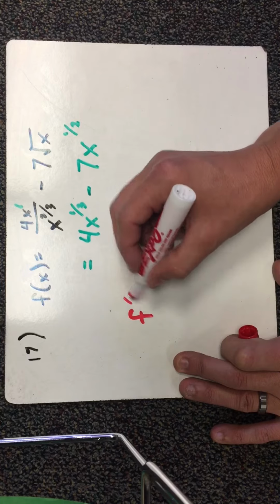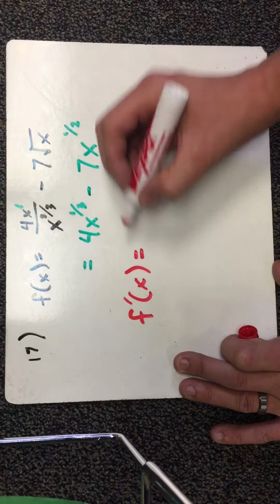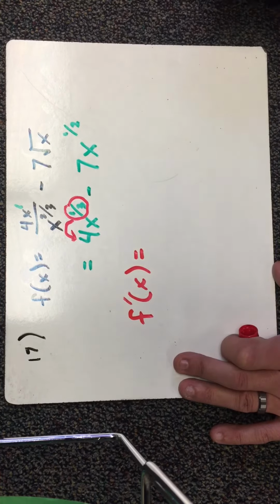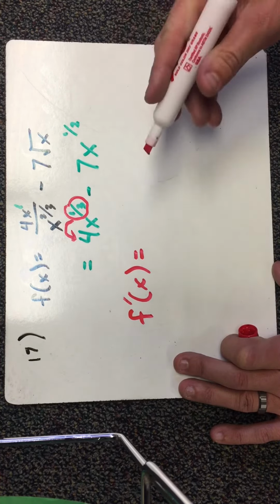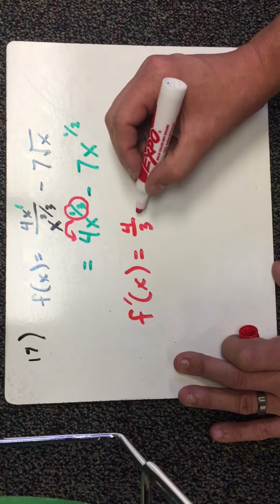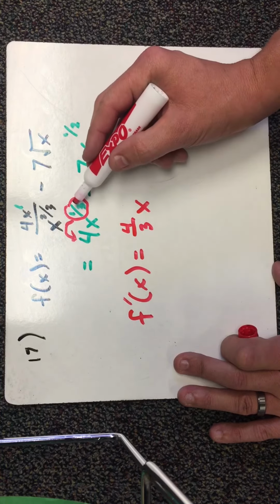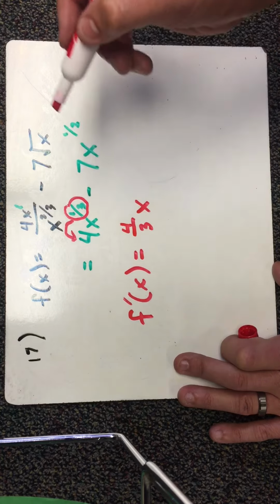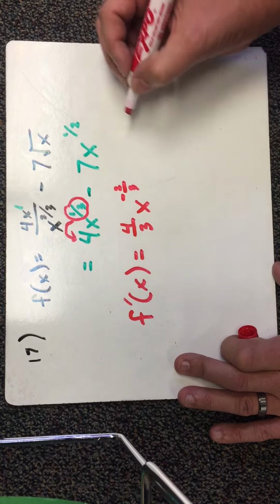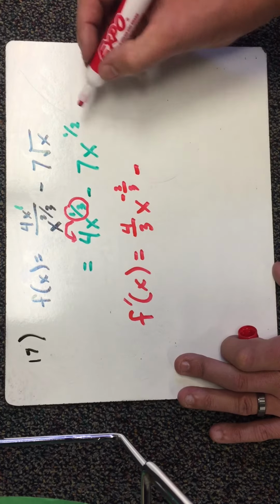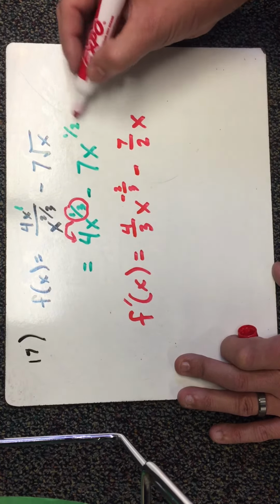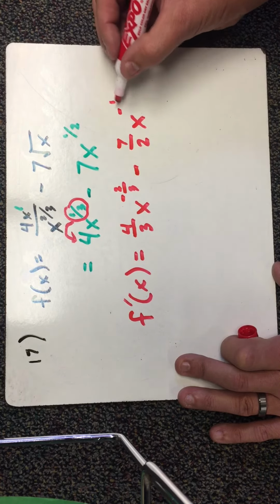Now I take the derivative, or f prime of x, and the power rule says take the exponent and multiply it to the coefficient. 4 times 1/3 is 4/3 x, and then subtract 1 from the exponent. So it's 1/3 minus 1, which gets me negative 2/3. And then the same thing here. Minus 7 times 1/2 is 7/2 x. Subtract 1 from this exponent to get negative 1/2.